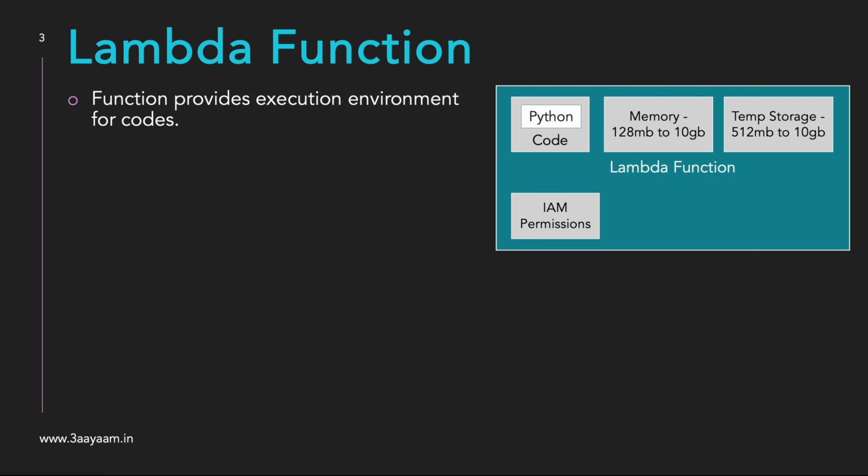So these are the service roles which a Lambda function would need if the function wants to read from S3 or Kinesis or SQS, etc. Then we have the other infrastructural part like VPC.